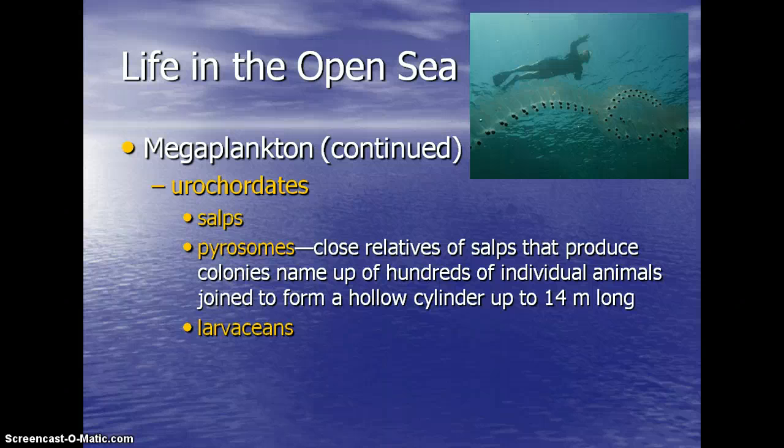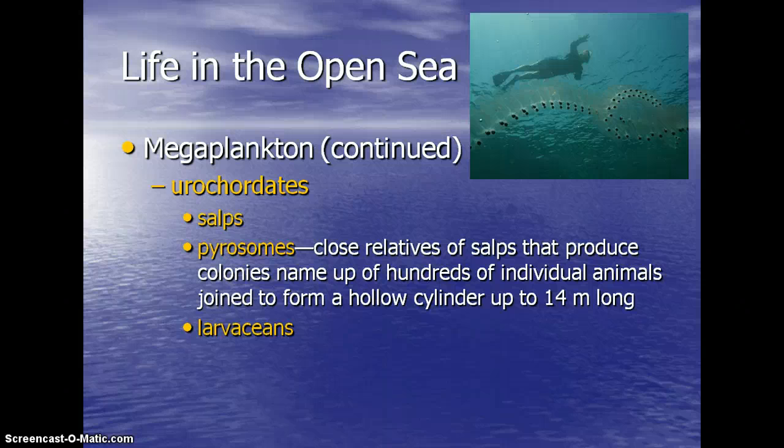So like bacteria, they're really important in eating a lot of the bacteria that lives in the ocean. And then they get eaten by other things and the energy gets passed on up the food chain. Pyrosomes are close relatives of the salps that produce colonies that can be hundreds of individuals long and can be so long that they can be up to 14 meters long attached, which is absolutely crazy. That's like 45 feet basically. Pretty crazy.